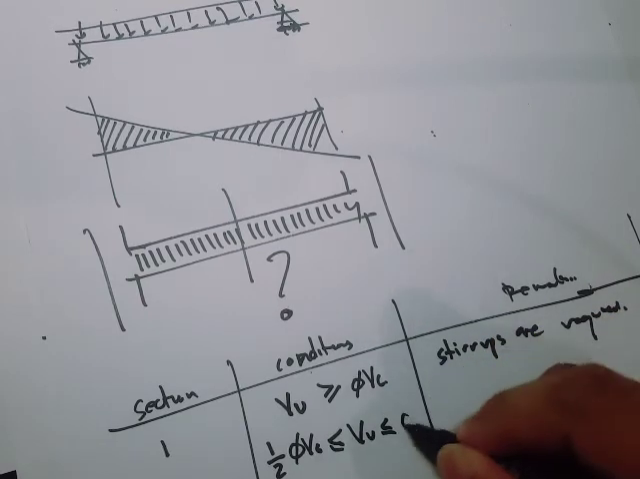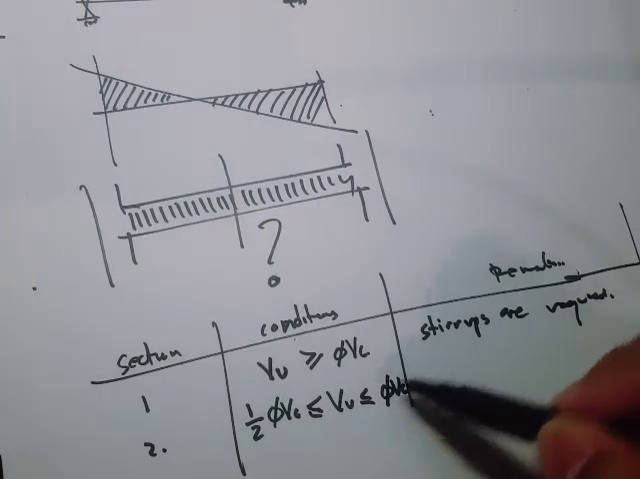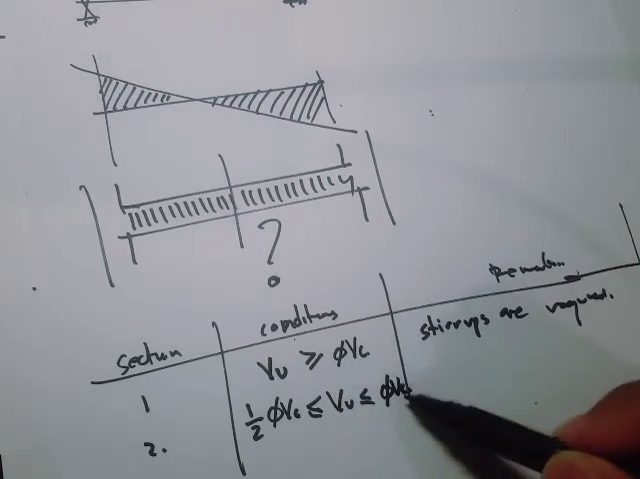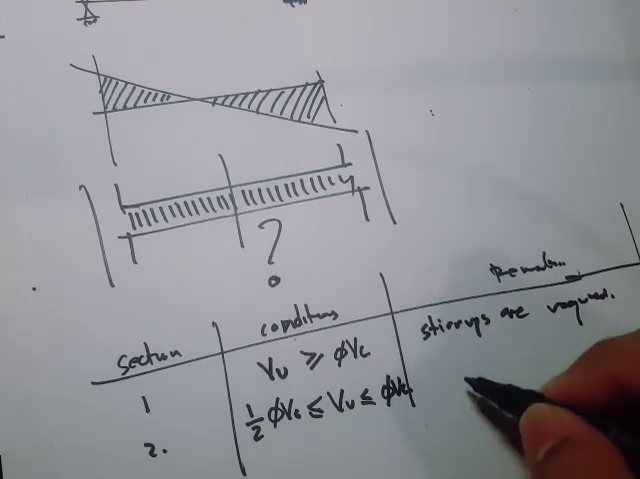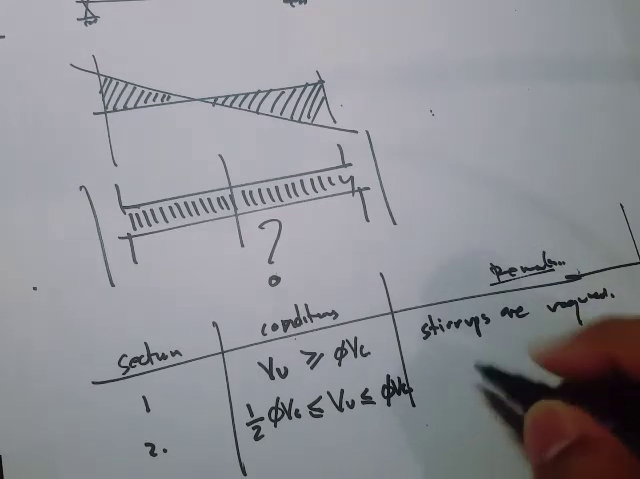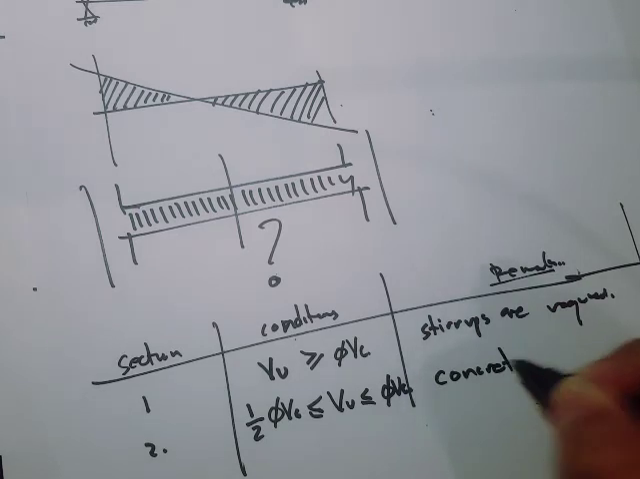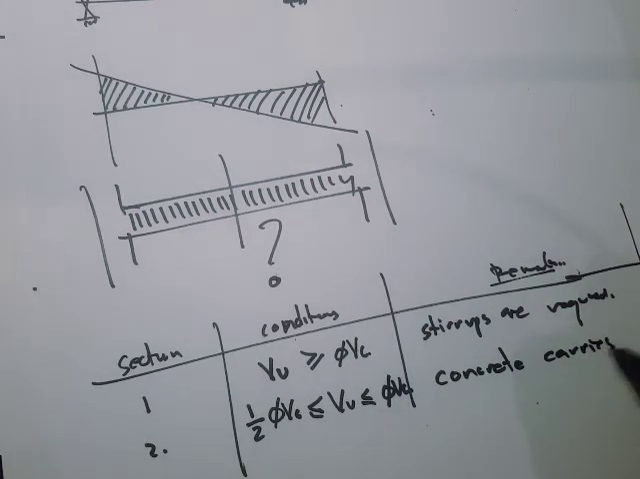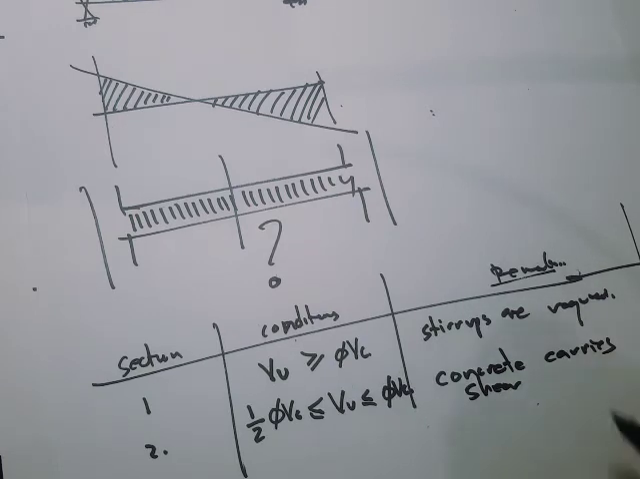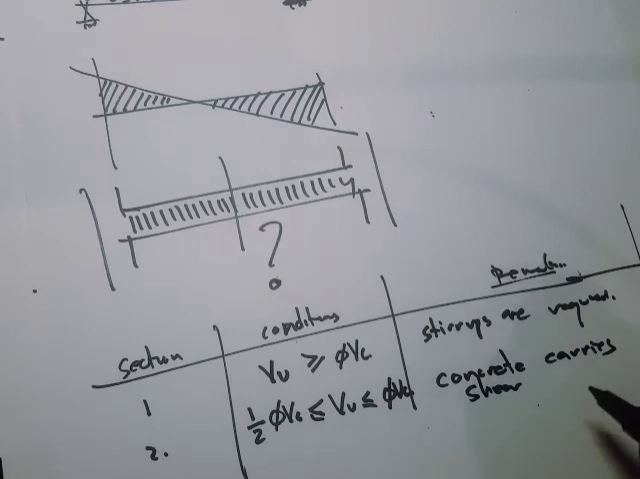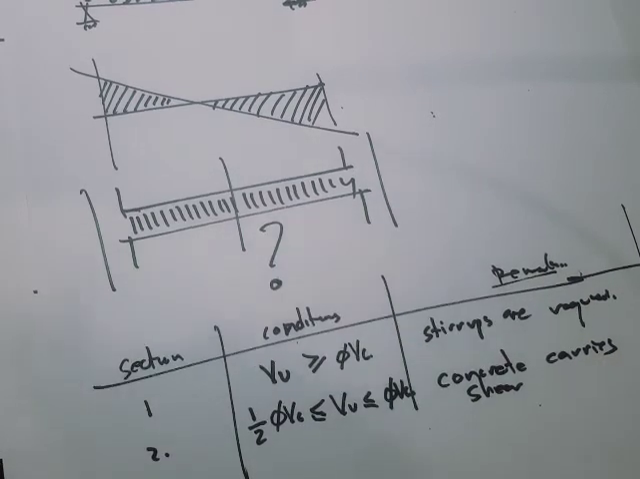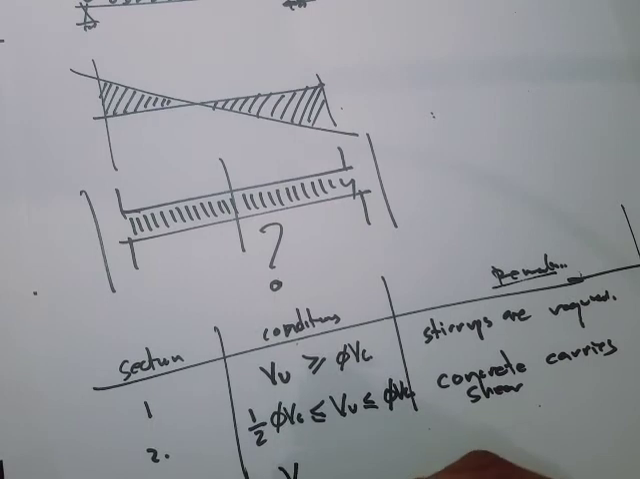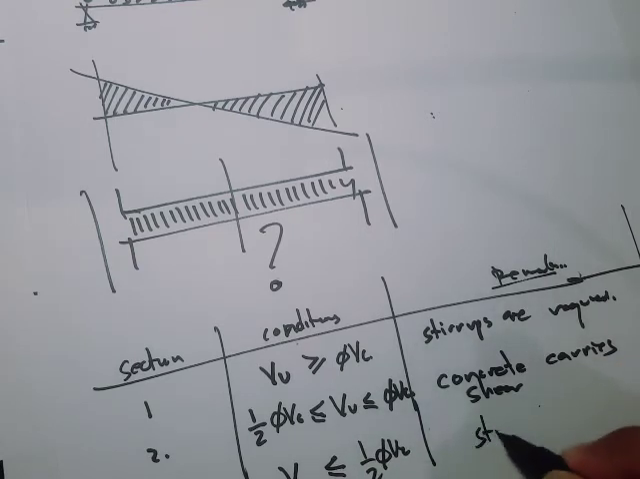Let me write first. Meaning if our factored load is less than our factored shear capacity of concrete, but greater than 1/2 of φVc, then this condition is said to be that concrete carries shear, even if there's no reinforcement. The concrete alone can carry the shear. Then for the third section, if the factored load is less than 1/2 of φVc, then stirrups are not required.